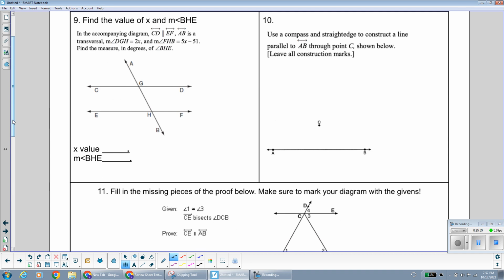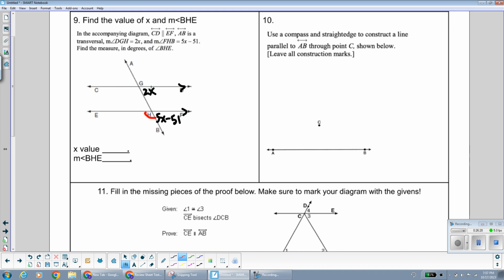Find the value of x and the measure of angle BHE. We're told that we have parallel lines, and we're told that AB is a transversal. We're told that DGH is 2x, and we're told that FHB is 5x minus 51, and we need to find BHE. So we're looking for this angle in red.